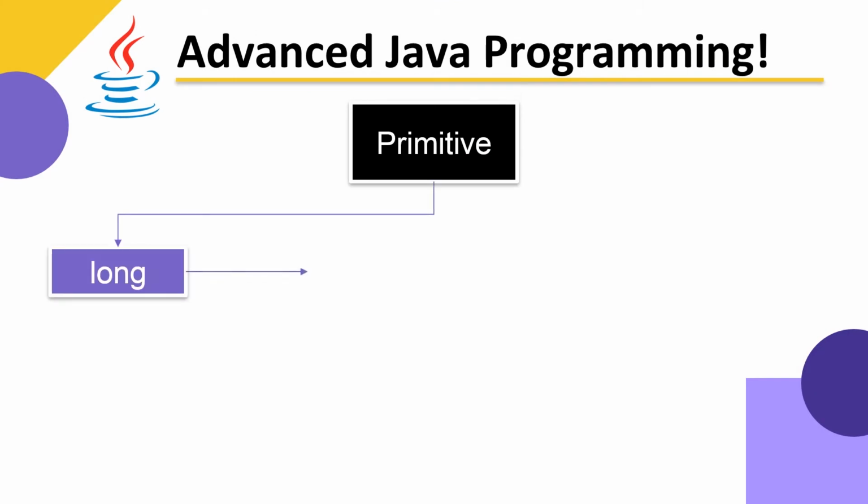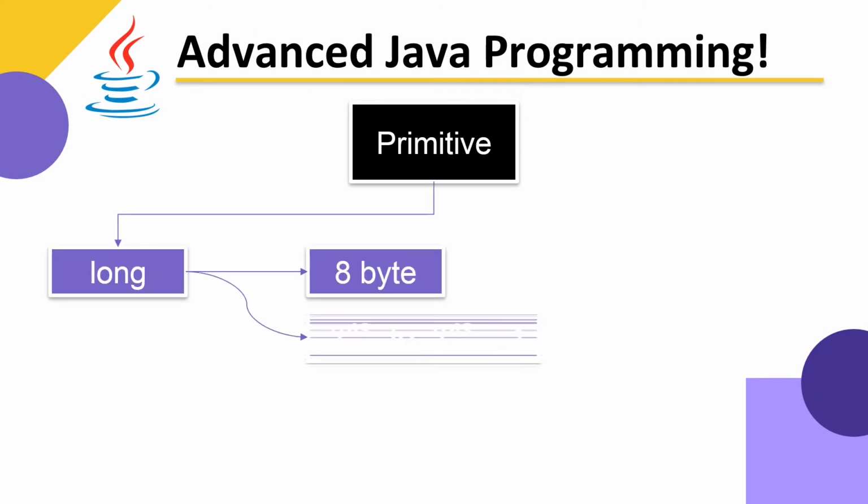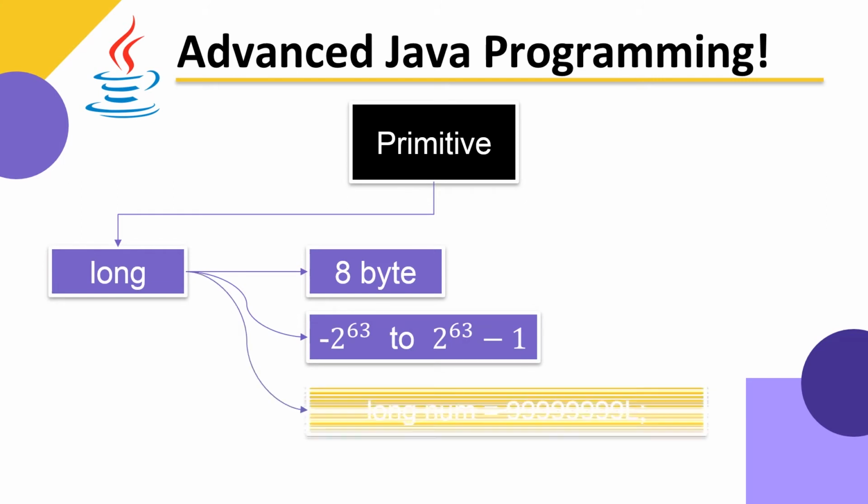Long, which takes 8 byte of memory and stores whole numbers from -2 to the 63 and 2 to the 63 -1. This is used when integer is not large enough to store the value. Note that you should end the value with a L character.